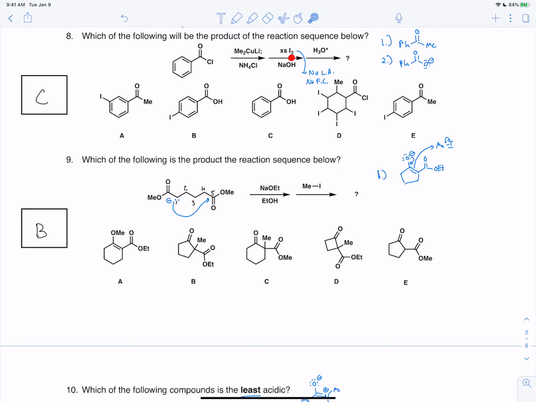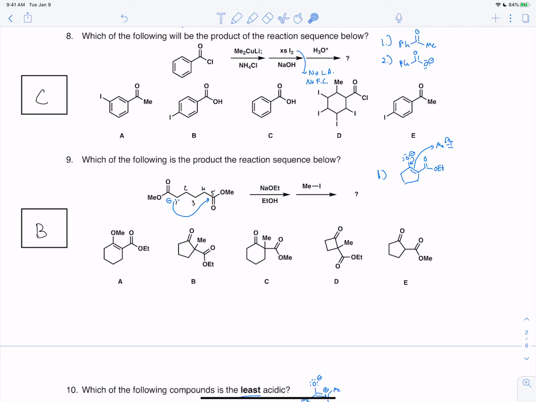Then we add in excess iodine and sodium hydroxide. These are our conditions for the haloform reaction. So after the first step, we're going to have a carboxylate salt that'll then be protonated with water to give us C, benzoic acid. Note that iodine really doesn't do anything on its own.